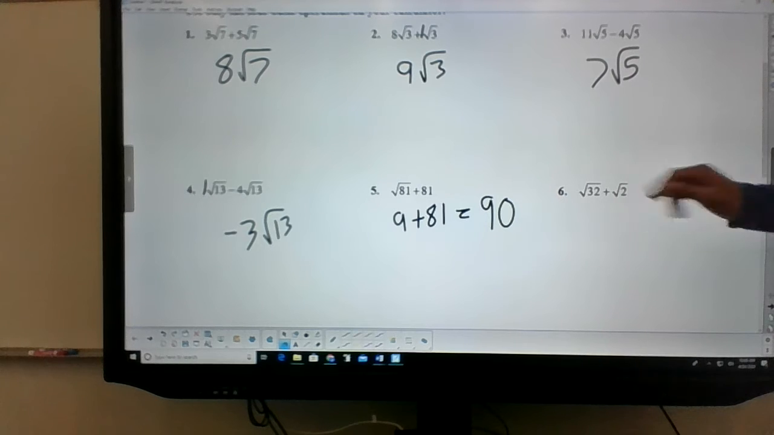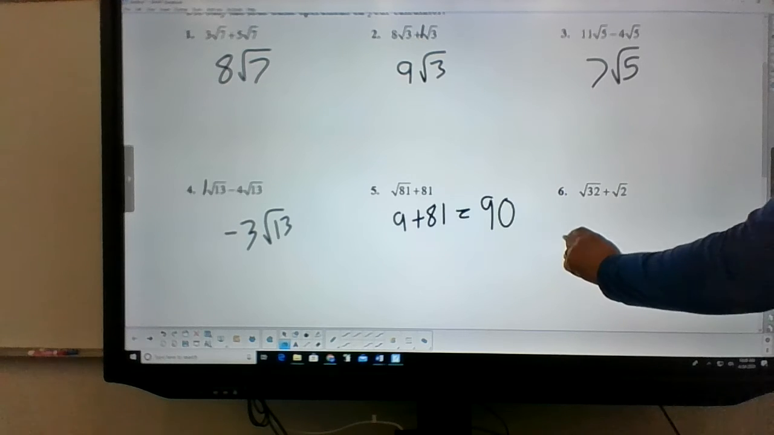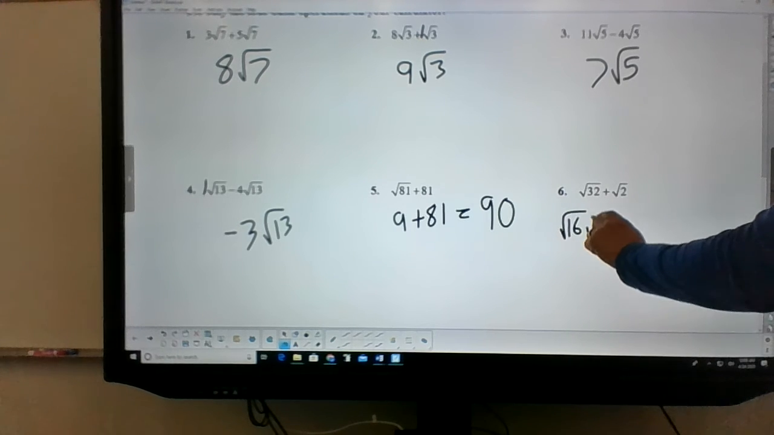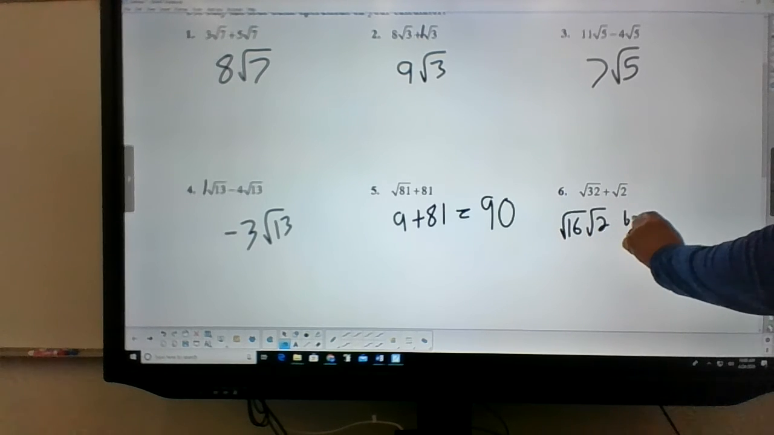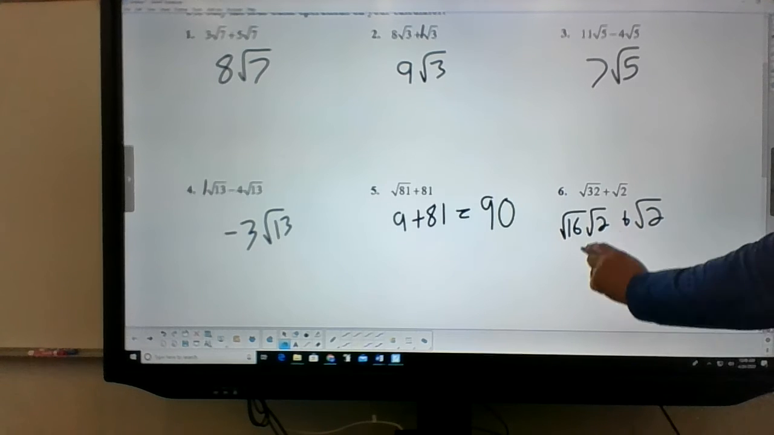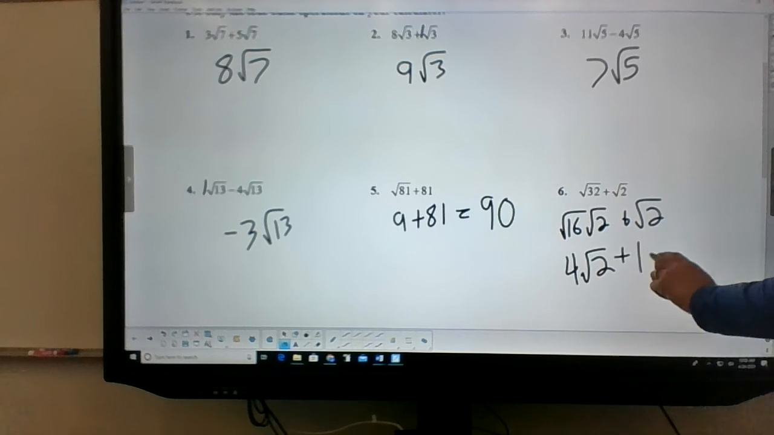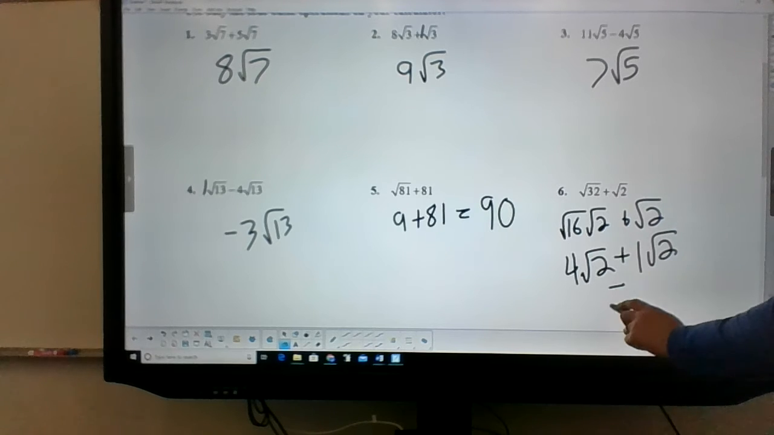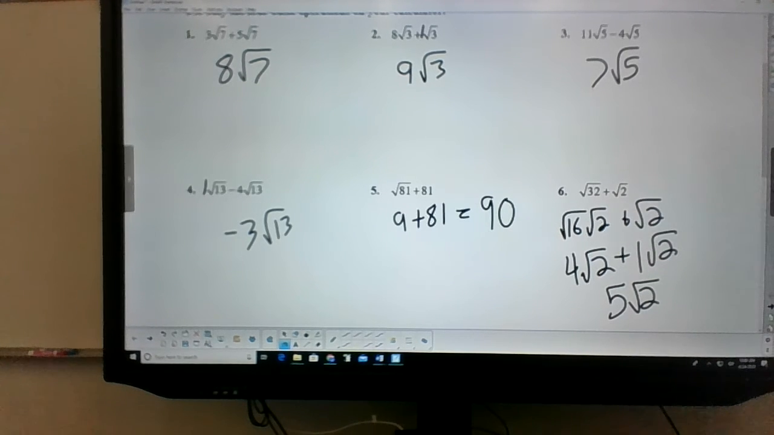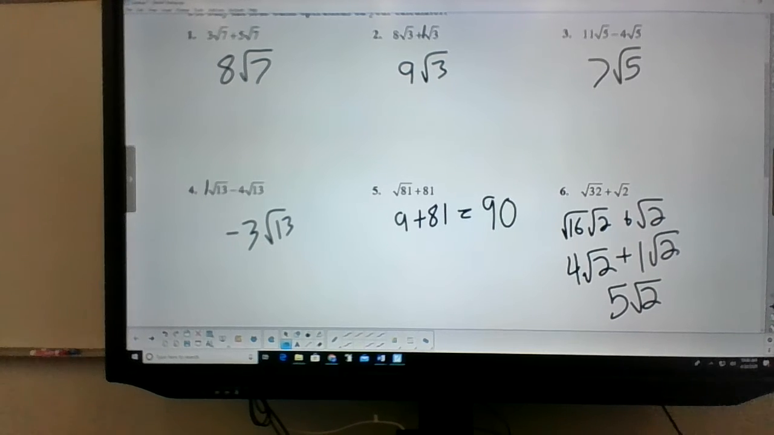Over here, radical 32 plus radical 2. Can't do anything with radical 2, but radical 32, we can certainly make this radical 16 radical 2 plus radical 2. Again, this is 4 radical 2 plus, I'm going to make it 1 radical 2. So we have an answer of 5 radical 2. Again, break it apart. Simplify the radical.